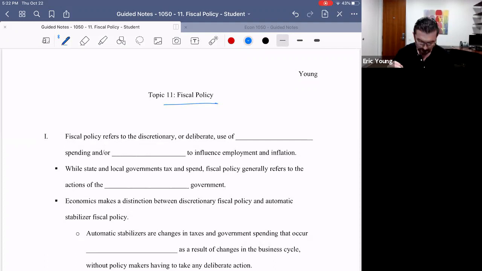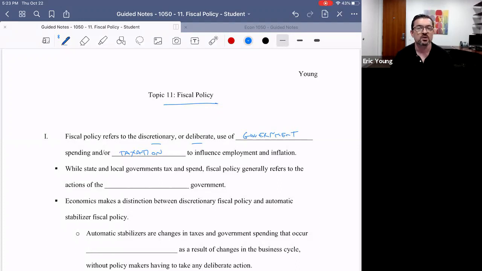So by definition, fiscal policy refers to the discretionary, that is the deliberate use of government spending and/or taxation to influence employment and inflation. So again, the two primary tools of fiscal policy are government spending and tax rates, which are determined by the government through the legislative process. Okay, so again, fiscal policy: government spending, tax policy.